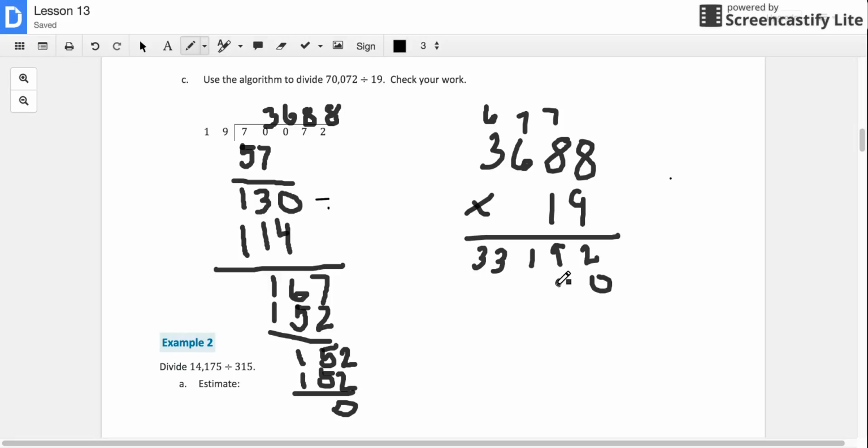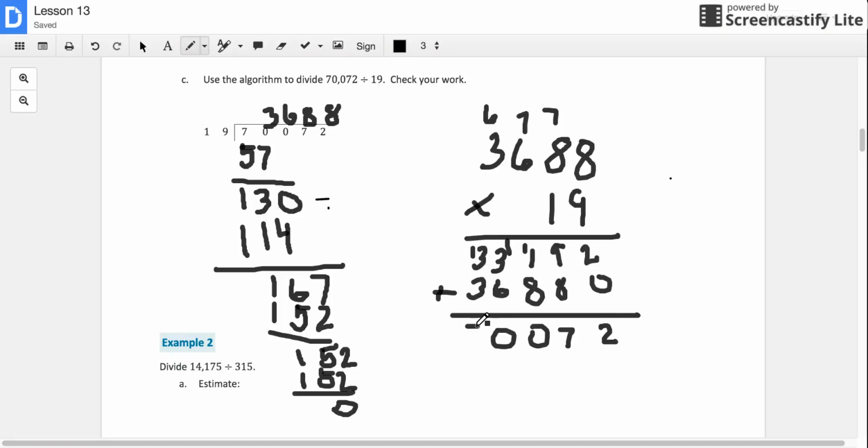Hold the place. 1 times 8 is 8. 1 times 6 is 6. 1 times 3 is 3. All right, we're going to add them up. 2 plus 0 is 2. 9 plus 8 is 17. 1 and 1 and 1 is 10. 1 and 3 and 6 is 10. And 1, 3, and 3 is 7. So when we check our work, this ends up being the same number as this number, so we know we got it right.